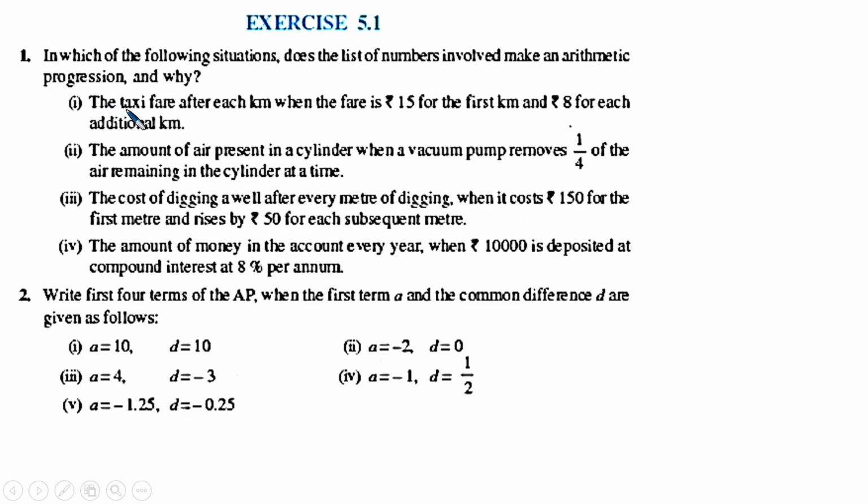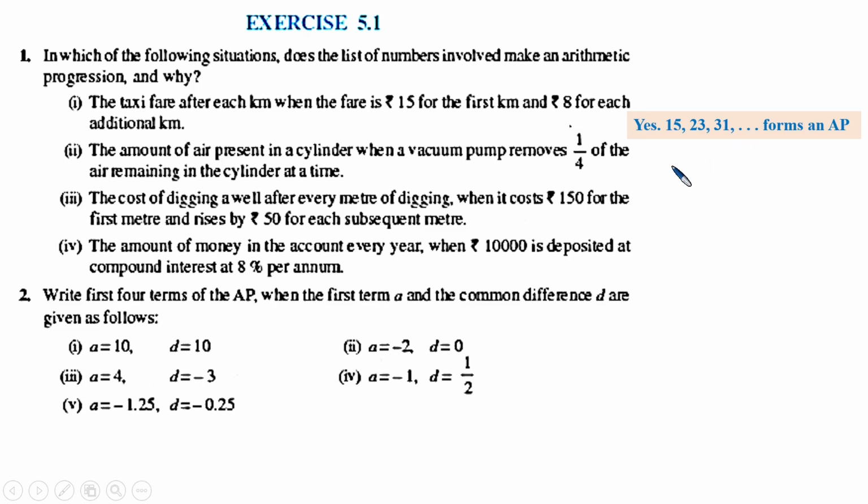So number 1, a taxi fare after each kilometer when the fare is rupees 15 for the first kilometer and rupees 8 for each additional kilometer. So is it an arithmetic progression? Yes. First one is 15, then you add 8, 23, plus 8, 31. So this is an arithmetic progression from our definition.